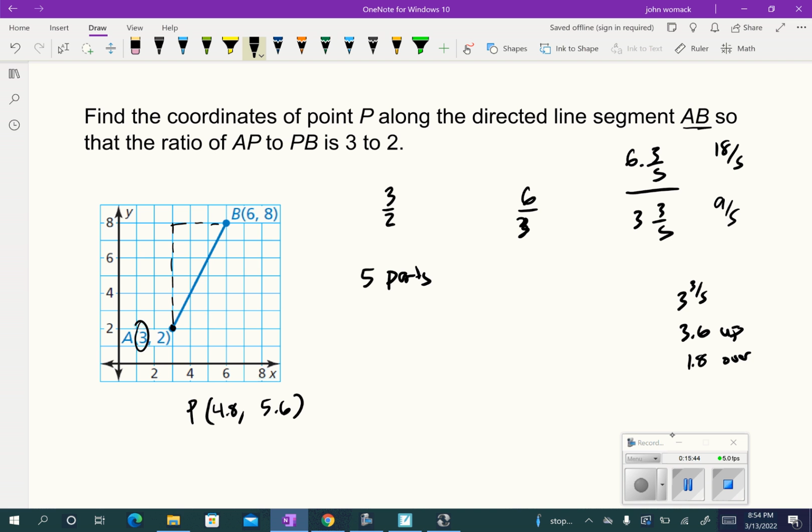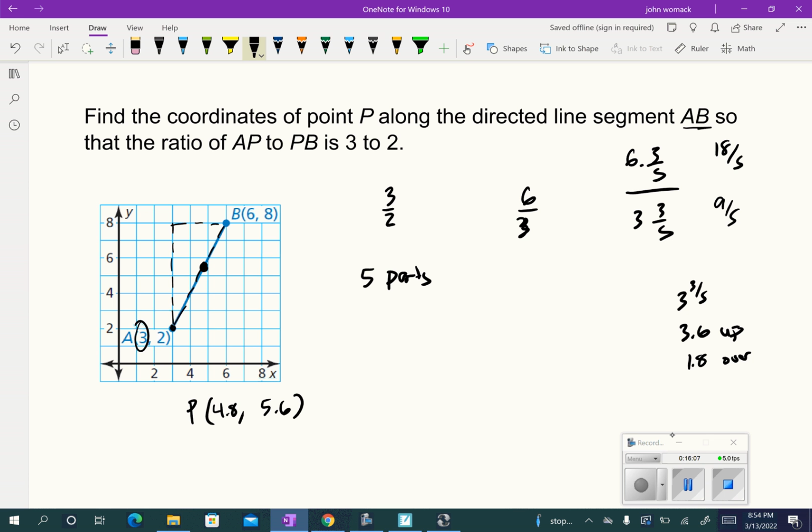So I'm going to go to 4.8. There's 5, 6. So 4.8, somewhere in there. And then 5.6. Okay, the question is, does that look like a ratio of 3 to 2? I think that looks pretty good. Think of it as 5 equal parts. 1, 2, 3, 4, 5. Right, we've got a ratio of 3 to 2 right there.